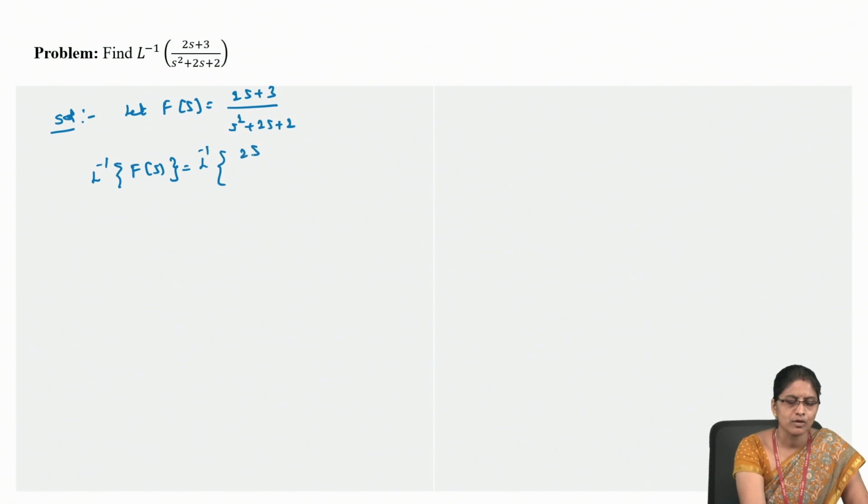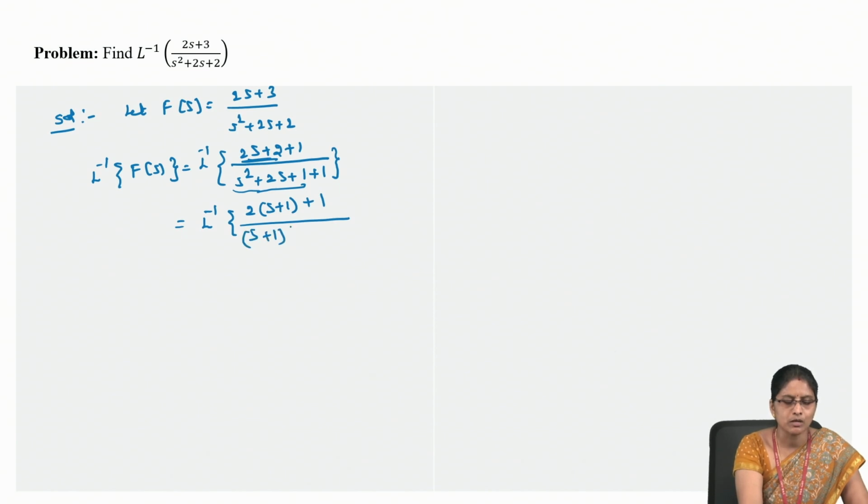L inverse of the numerator, which can be written as 2s plus 2 plus 1, by s square plus 2s plus 1 plus 1. That equals L inverse of, taking 2 common from these terms, 2 into (s plus 1) plus 1, by, and this expansion is equivalent to (s plus 1) whole square plus 1. That equals, here in the numerator s plus 1 is there and in the denominator s plus 1 is there.